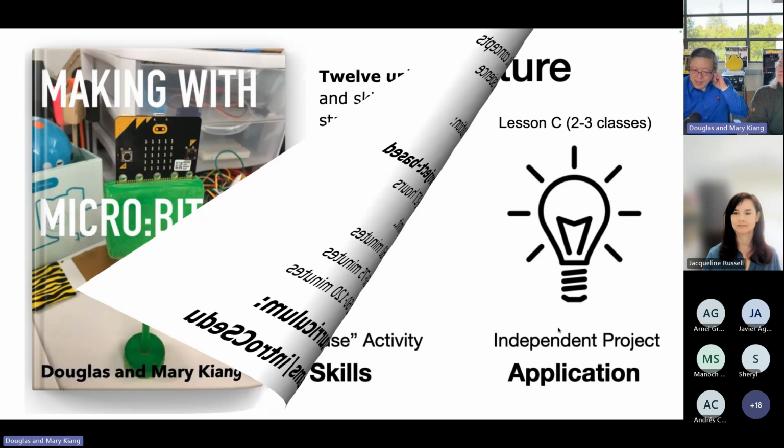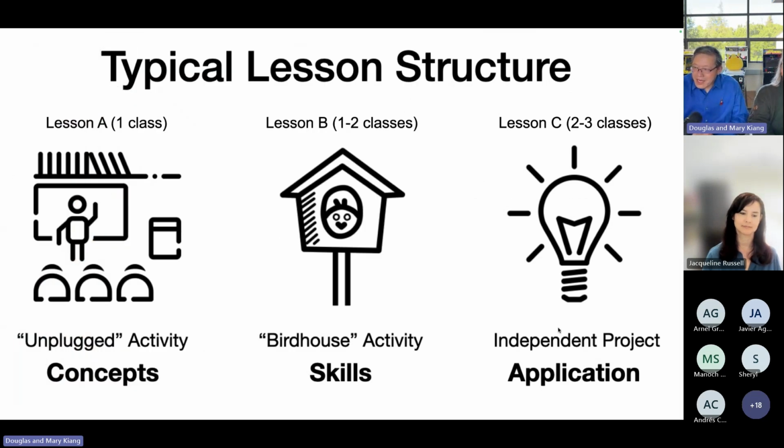So there's a lesson structure in the curriculum. And again, lesson A is your unplugged activity. Lesson B, you're going to spend maybe 1 or 2 classes on doing a birdhouse activity. Lesson C is generally the independent project or the application of it. We're going to really focus in on the birdhouse activity. Last time, Mary walked you through a lesson A, which is robot artist, so learning how to be precise in giving instructions. Today, we're going to do scorekeeper, which is a birdhouse activity.